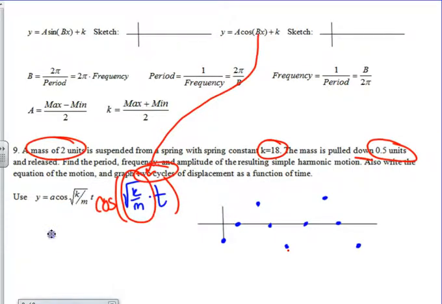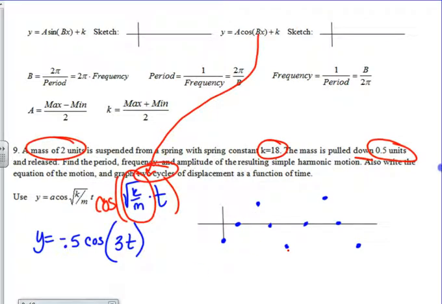Alright, anyways, let's write the function first. Y equals, I see now that the a value is 1/2, but because it was pulled down 1/2 of a unit, I'm going to call it negative 0.5 cosine. And then the square root of k over m. K over m would be 9, and the square root of 9 is 3. So what I have in my function here is negative 0.5 cosine 3t.